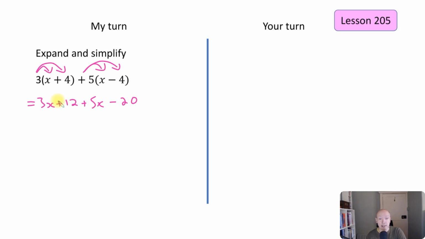Okay, I've done that. Now I'm going to simplify. So I'm going to group things together. Well, I can group together the 3x with the 5x. 3x plus 5x is 8x. I've got 12 take 20. Well, 12 take 20 is minus 8. So that leaves me with minus 8 there. And that's it. Expand gets us probably a mark. Simplify gets us another mark.